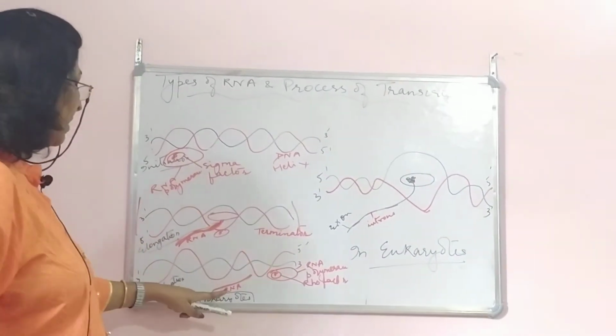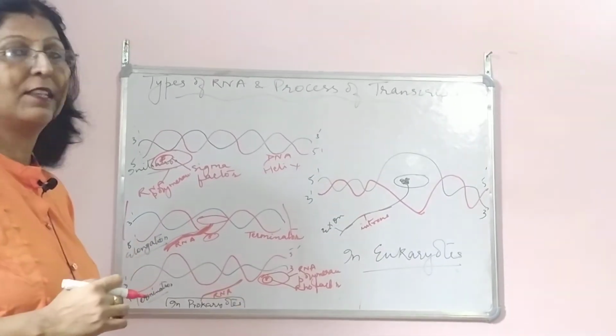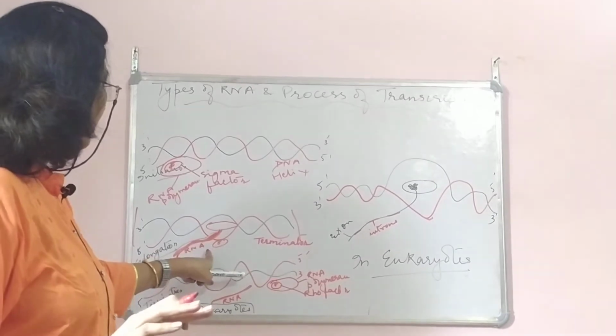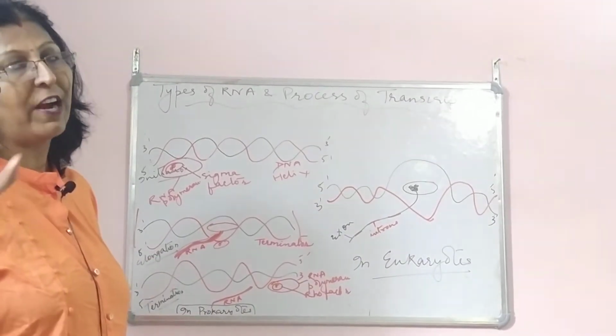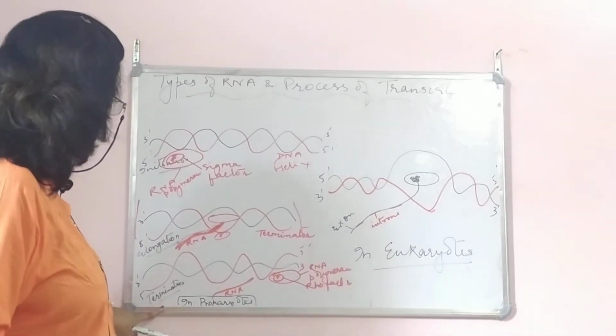After reaching here, the mRNA gets separated from this polymerase enzyme. So they fall off, they get separated. The RHO factor, not the sigma factor, gets to the terminator region, and it separates, and mRNA transcription is complete.